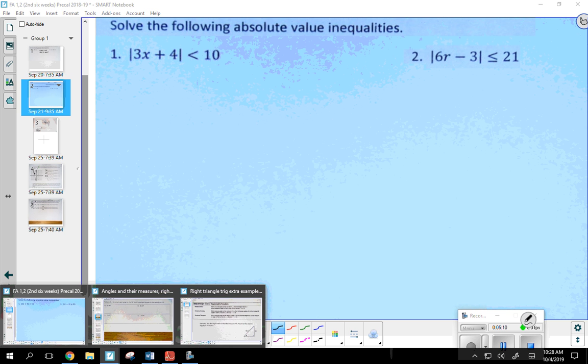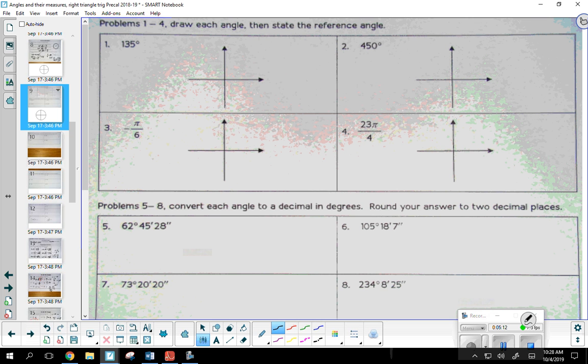Okay. Next up, do we have any questions on angles and their measures? I think somebody was asking me, Fernanda, which one were you asking me about? 4. Okay. So what we wanted to do here was draw each angle, then state the reference angle. So let's see here. This is in radians. It's positive, so that means I'm going to rotate what direction? Okay, so counterclockwise, right? So this is 0, this is pi over 2, this would be 3 pi over 2, and then all the way back around to 2 pi, 1 revolution in radians.